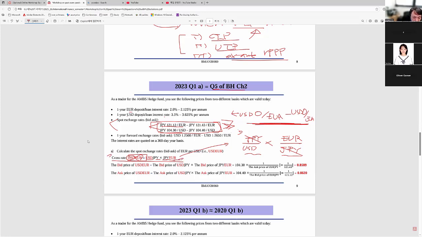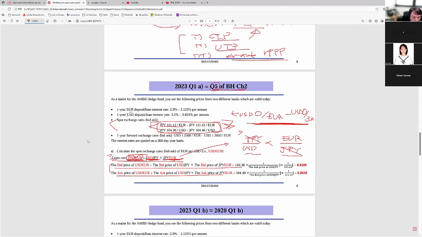Now, once you solve question 5 of Baker-Hardwick chapter 2 in practice question 1, you will get these two formulas. So the cross rate formula says USD EUR is equal to USD JPY times JPY EUR. What is the bid rate of this one? What is the ask rate of this one? You just need to multiply the bid rate of this one times the bid rate of this one. What is the ask rate of this one? You just need to multiply the ask rate of this one and the ask rate of this one.